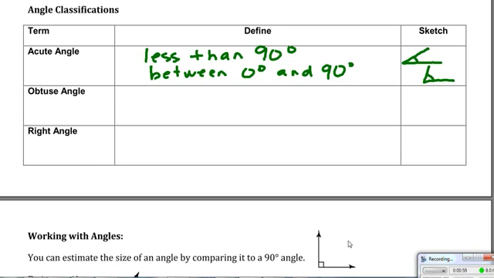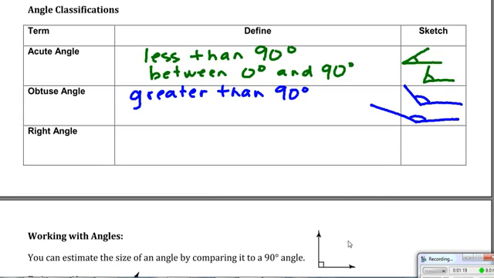When we talk about an obtuse angle, we're talking about greater than 90 degrees. And so, again, if we're thinking 90 is there, it needs to be larger or more open than that. So maybe it's like this, maybe it's like that, so really wide open, okay?